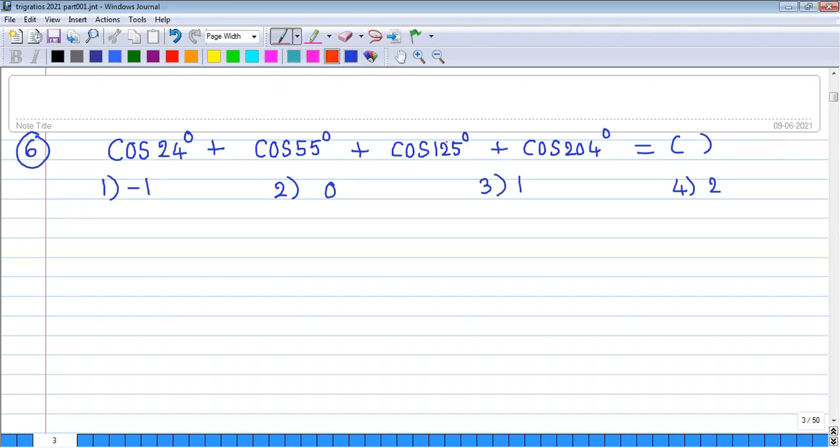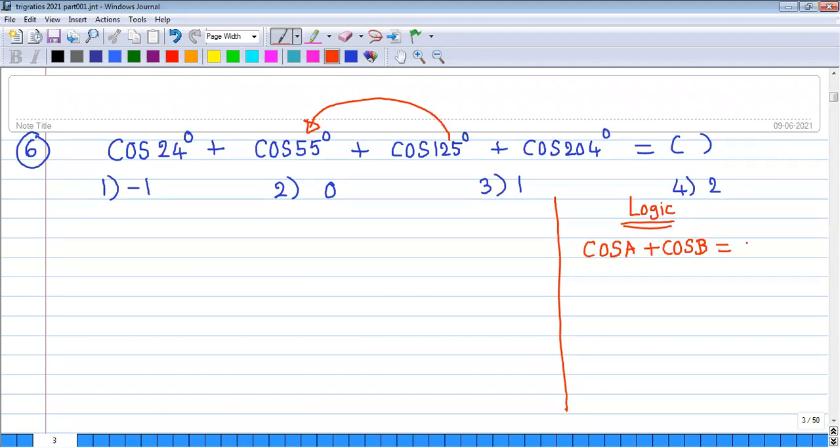Here, what is the sum of these two angles? 180 degrees. That is the logic here. What is the logic behind this problem? See, cos A plus cos B equals 0 we can write without applying any formula, provided A plus B is supplementary. Supplementary means 180 degrees. So now the sum of these two becomes 0.